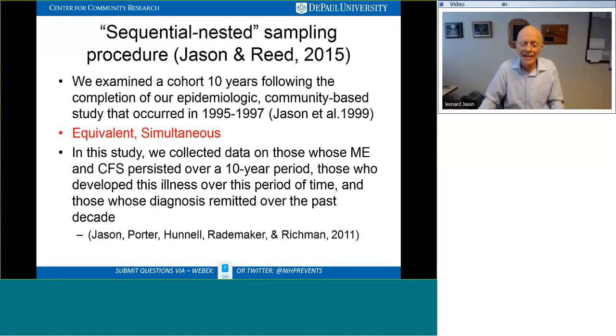We wanted to find out 10 years later, after finding the prevalence rate of 0.42, which suggested that there were 1 million people with this illness, we wanted to then look 10 years later at those who developed this illness over this period of time and those whose diagnosis remitted over this past decade.